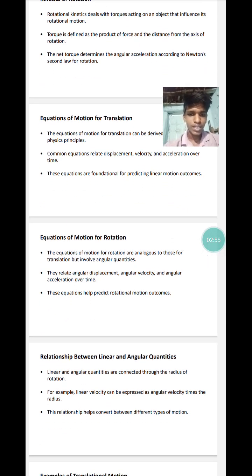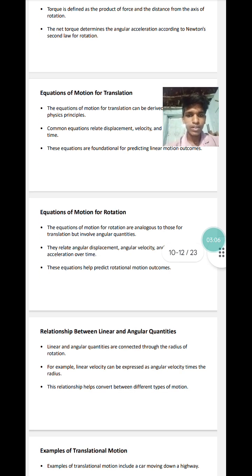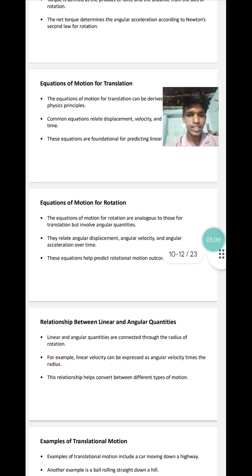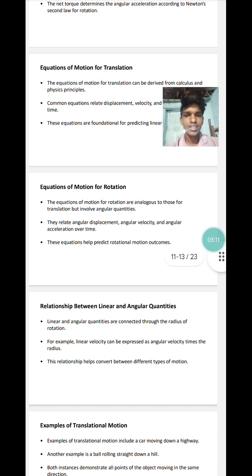Equations of motion for rotation. The equations of motion for rotation are analogous to those for translation but involve angular quantities. They relate angular displacement, angular velocity, and angular acceleration over time. These equations help to predict rotational motion outcomes.